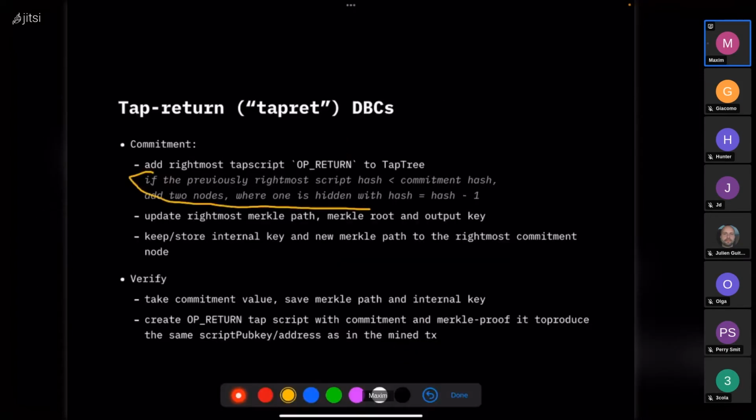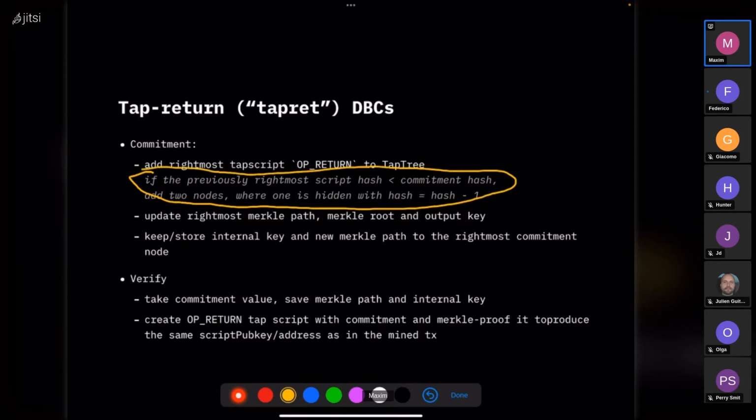I defined it here. Sorry, regarding this, could we also maybe just duplicate the commitment on both sides of the branch? Would there be any advantage or disadvantage in doing that?